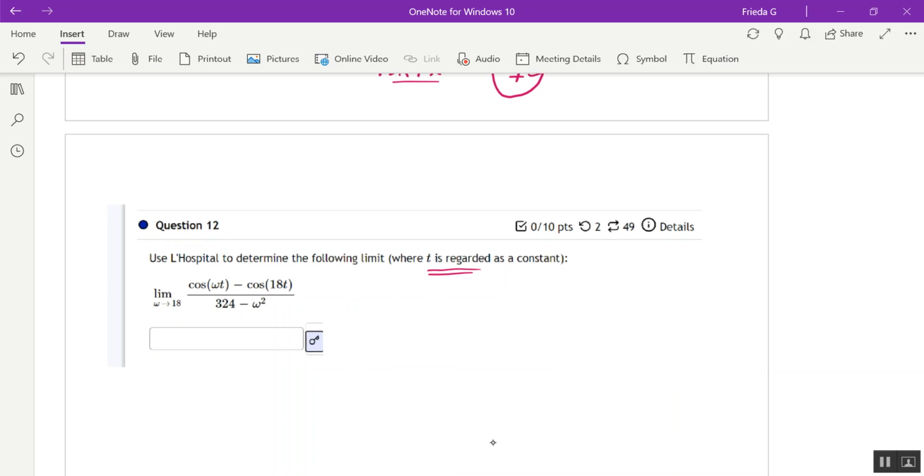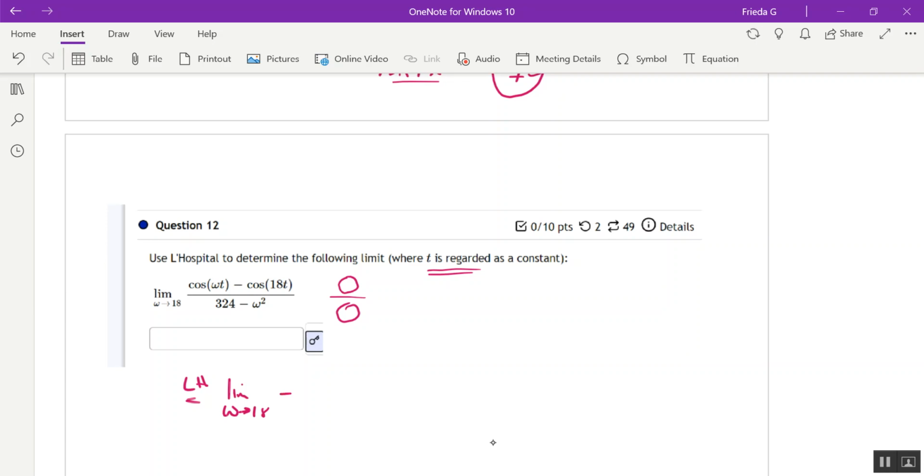And let's just make sure we can use L'Hopital's rule on this. As omega goes to 18, the top goes to cosine 18t minus cosine 18t, which is 0. 18 squared is 324, so we get 0 on the bottom. So this, we can use L'Hopital's rule. This is a limit as omega goes to 18.